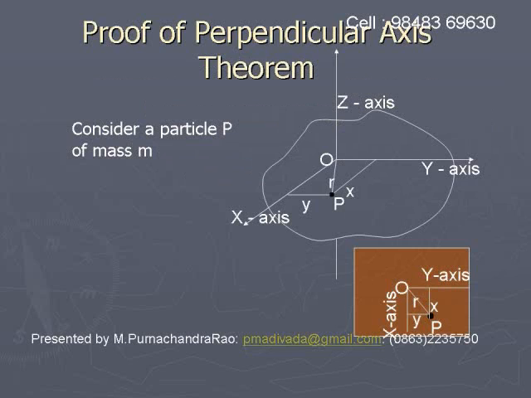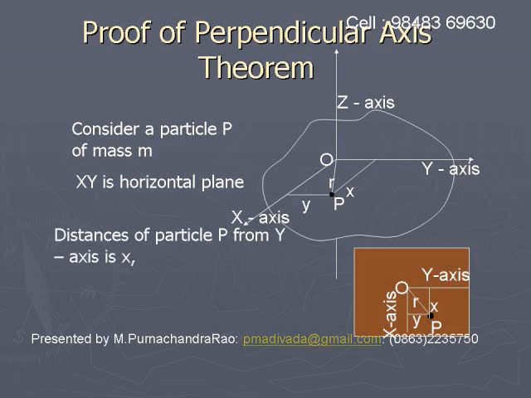Proof of perpendicular axis theorem. Let us prove the perpendicular axis theorem. Let us consider a body, and P is a particle in the body. It is in the xy plane. Let us imagine xy plane is a horizontal plane and P is a particle in this plane. The perpendicular distance of this particle P from x-axis is y, from y-axis is x, and from z-axis is r.